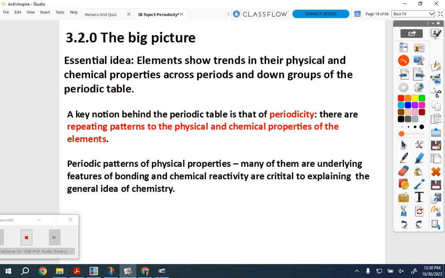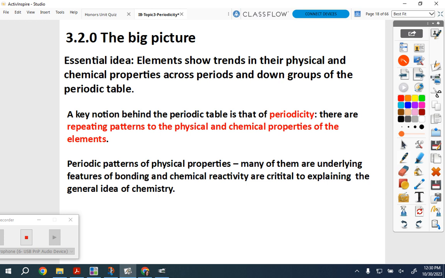in these different properties, both going across a period and going down a group. And we're going to be talking about trends in a lot of different types of properties, some ones that we talked about in honors chemistry and some that we did not. But you really should know the definition of periodicity, okay?